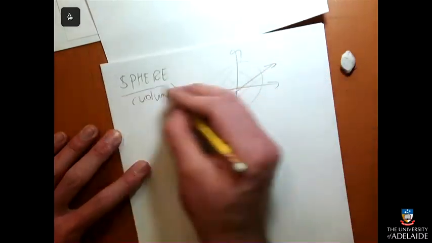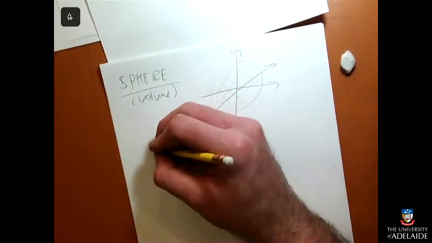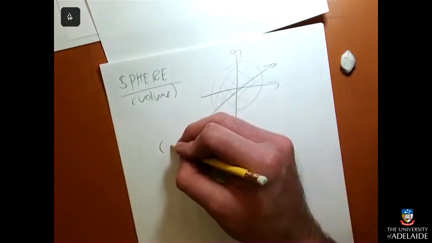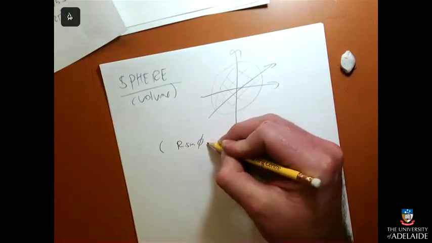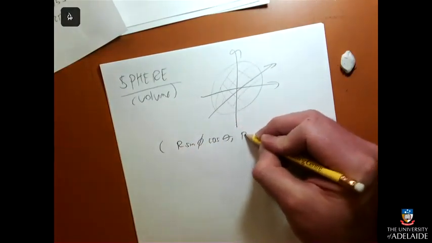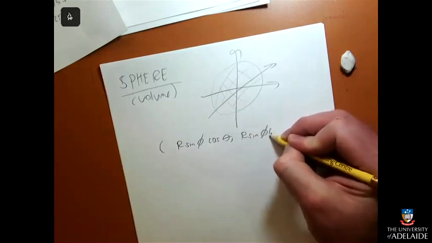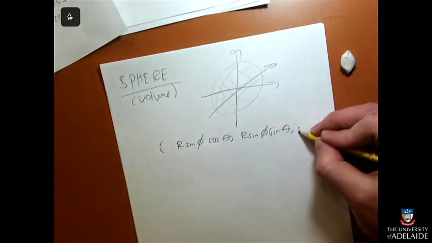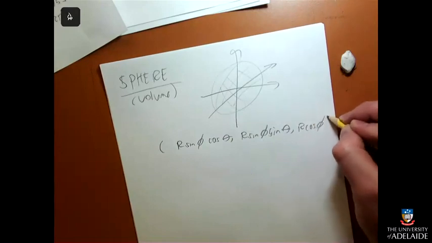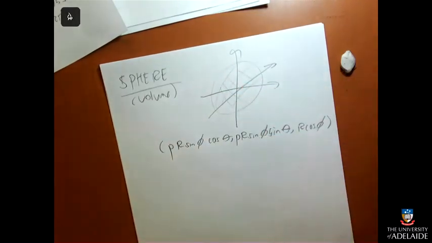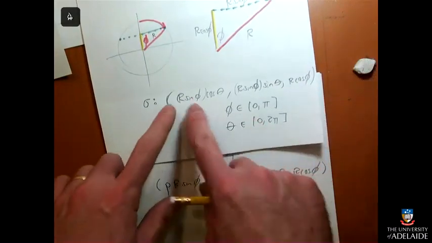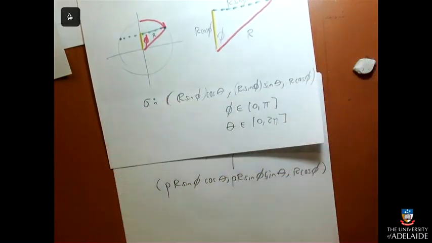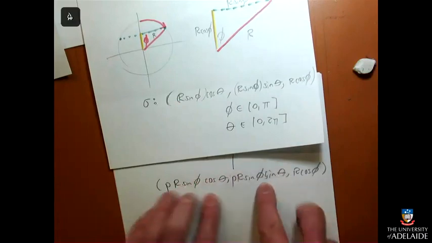So my sphere volume, well, I had one before. What did I have before? I had r sine phi cos theta, r sine theta sine phi, r cos phi, and I might put a proportion there. So I'm just copying it from here. This was my parameterization of a sphere. And this, remember, told me the position on a circle.